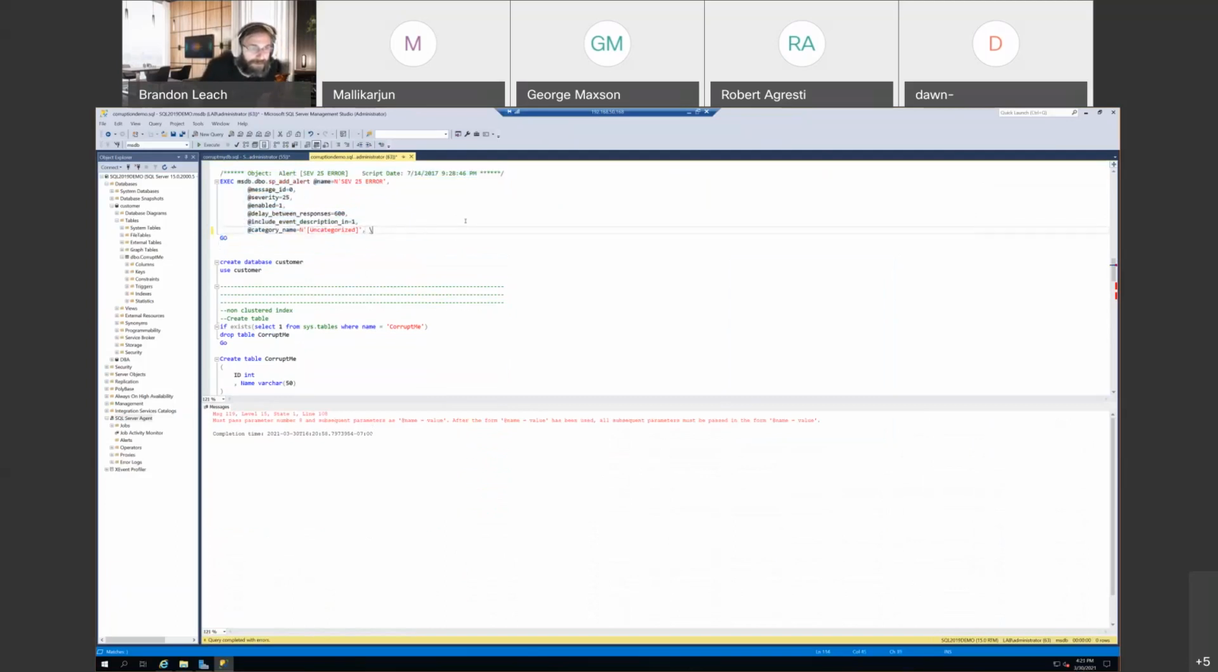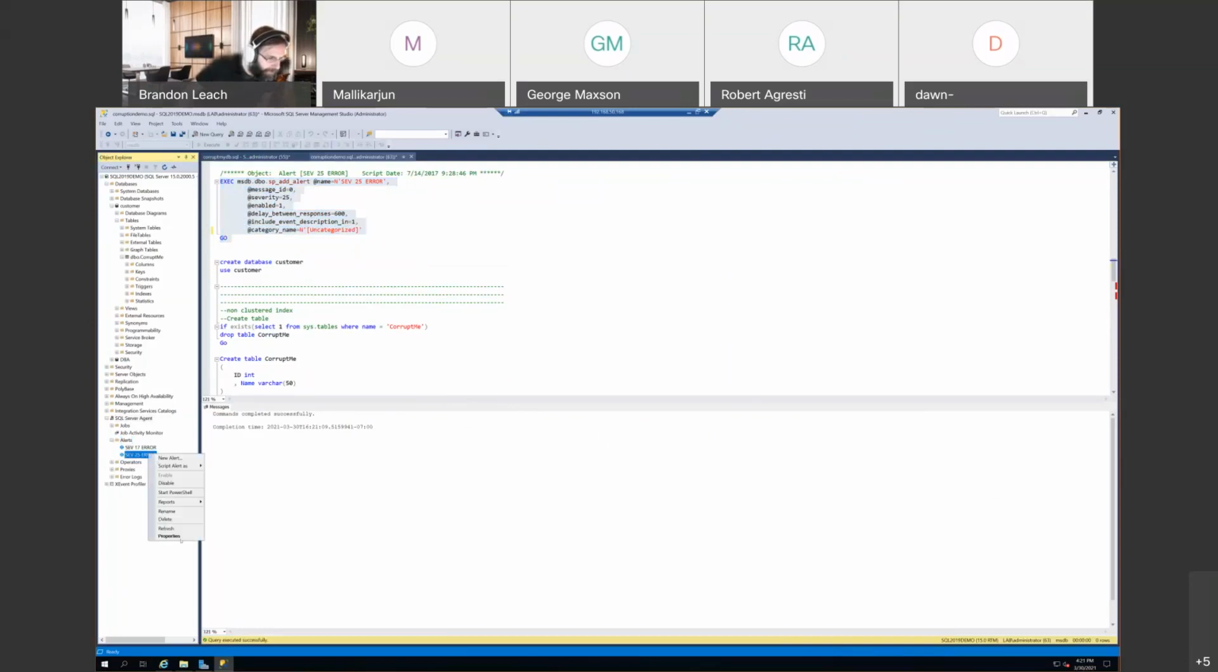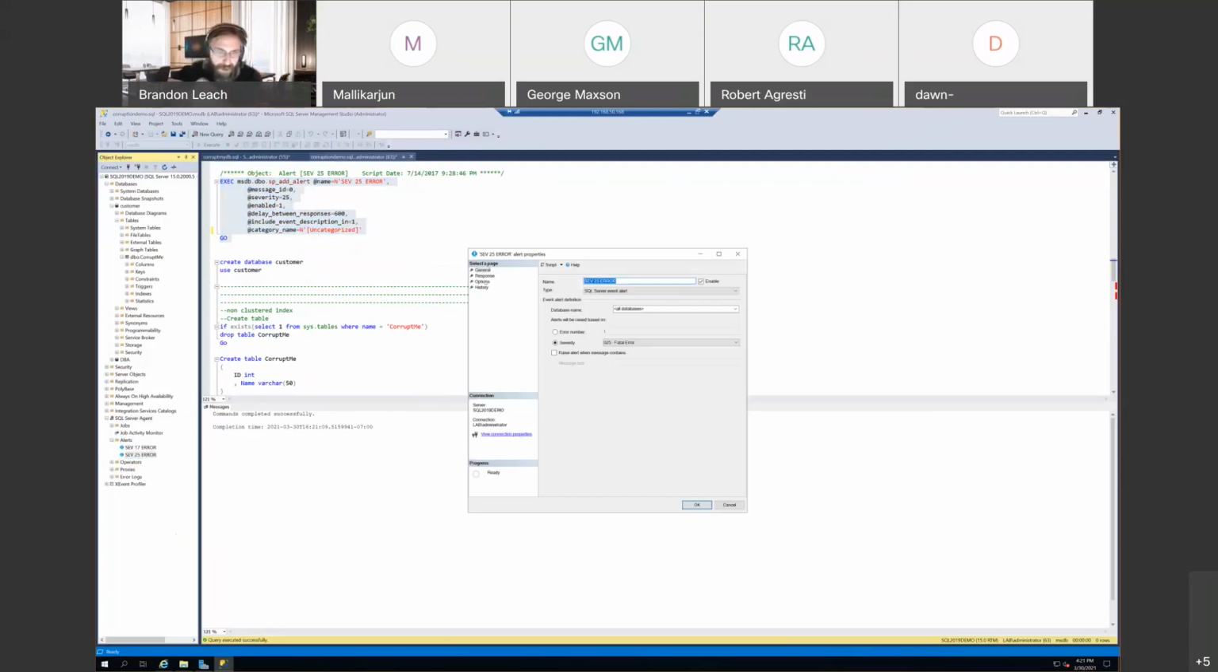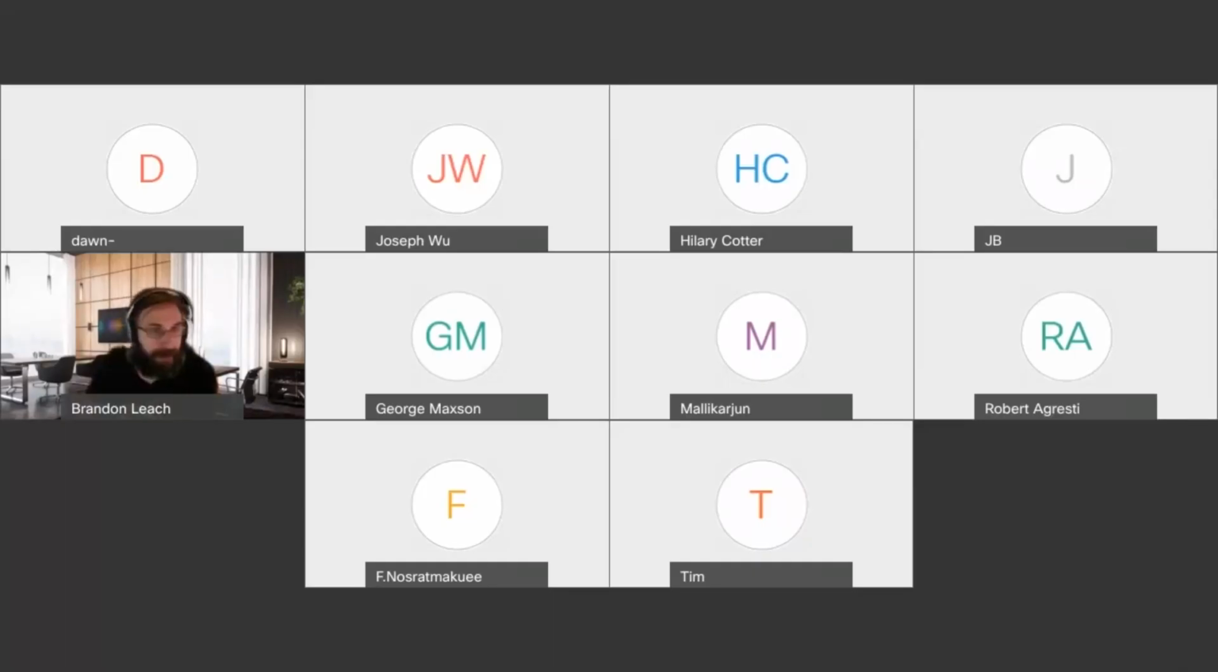Oh, that's because... All right, I'll tweak it to remove all of those for you folks. And now, if I refresh this, you'll see that we have this alert, right? And we can configure the properties for this. So there is a response pane. So if we go to that, we can have it either.